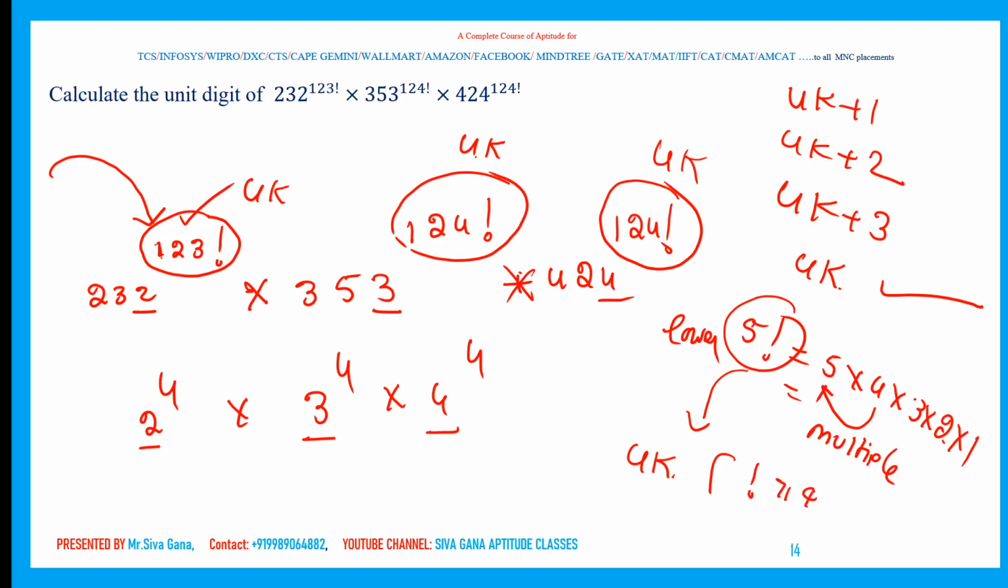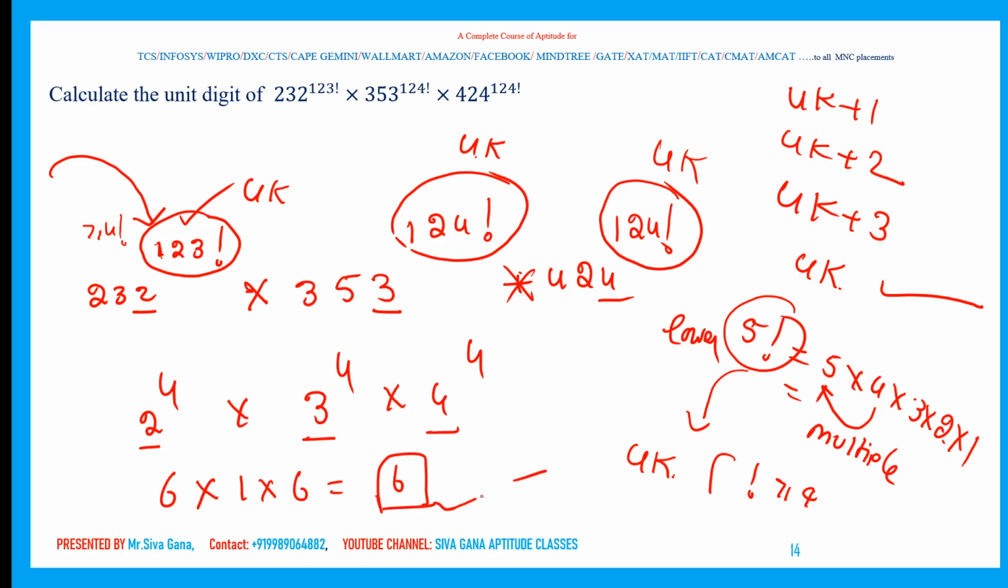That is, this factorial should be greater than or equal to 4 factorial. For those, the power is in 4k form. For the 4k form, unit digit is the same as a power 4. 2 power 4 is 16, unit digit is 6. 3 power 4 is nothing but 9 square, unit digit is 1. 4 power 4 is 16 square, unit digit is 6. 6 power 4, 6 times 6 is 36, unit digit is 6.